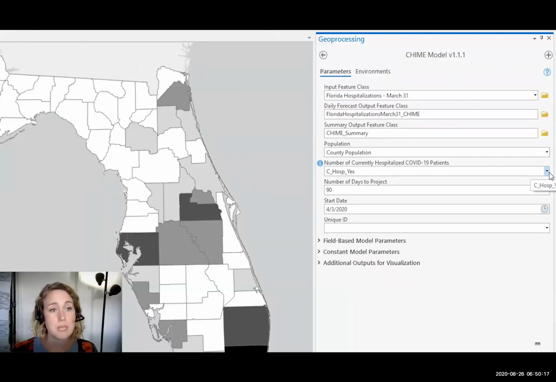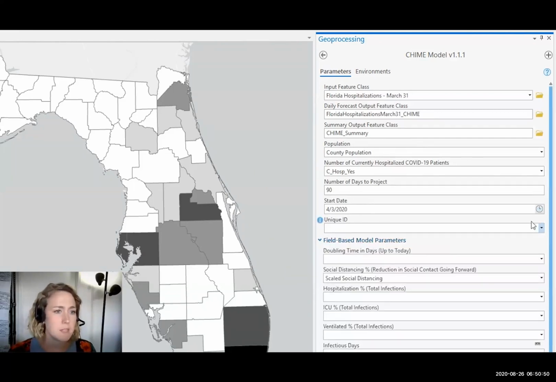Now, this is a really important piece because the model is going to take the number of people hospitalized, as well as information we have about what the hospitalization rate is for this particular virus, and figure out from there the estimated number of the population that's infected, since really our best bet at getting at that number infected is about how many people are hospitalized. So then we can choose the number of days to project, we can choose a date to start, and then we have some options about how to fill out some of these parameters.